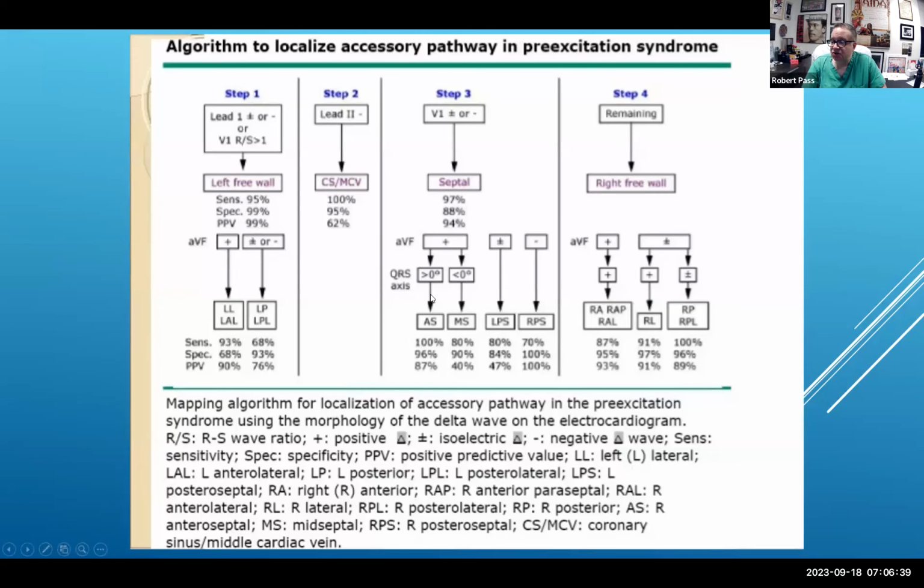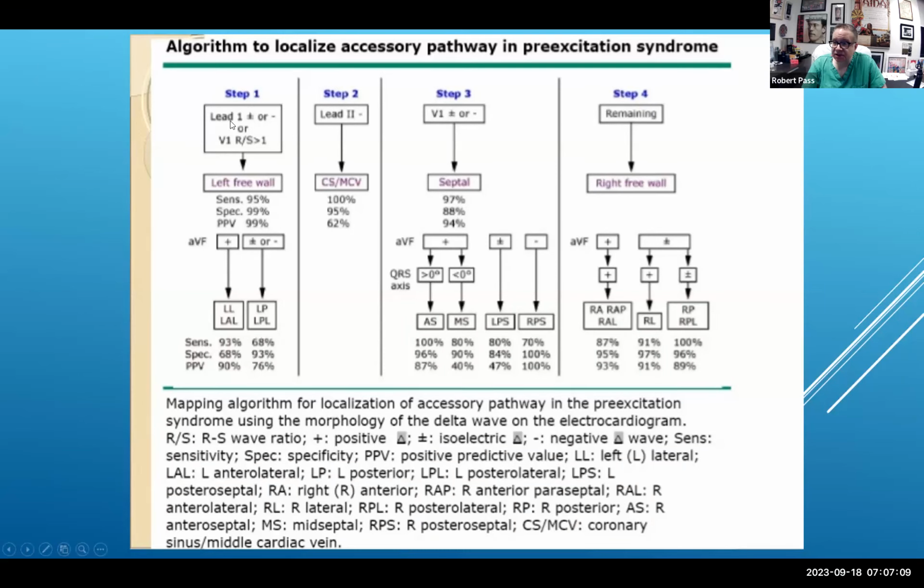This is the so-called Arruda map, sometimes referred to as the Oklahoma map because Dr. Arruda and Dr. Jackman long-term were at the University of Oklahoma. And so there are 4 steps to this particular algorithm, which I find the easiest one to use. And all of these are referring to the axis or the positivity or negativity of the delta wave.